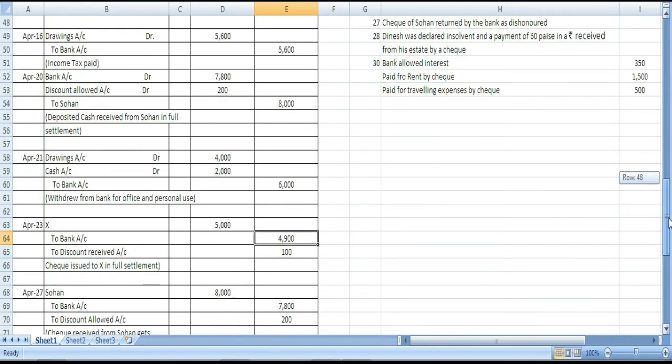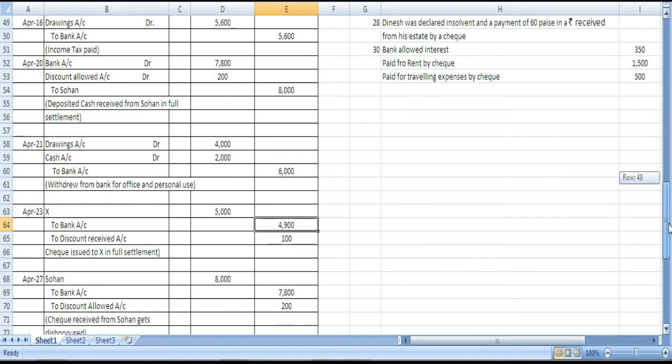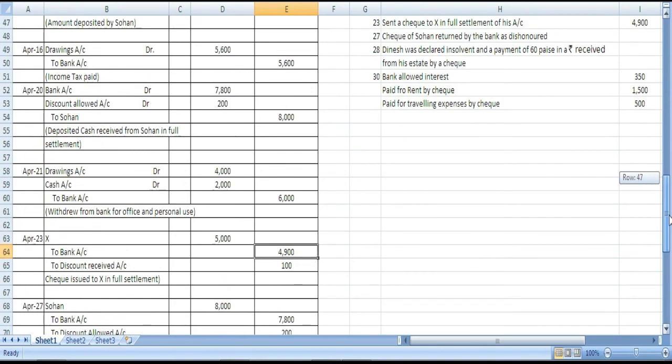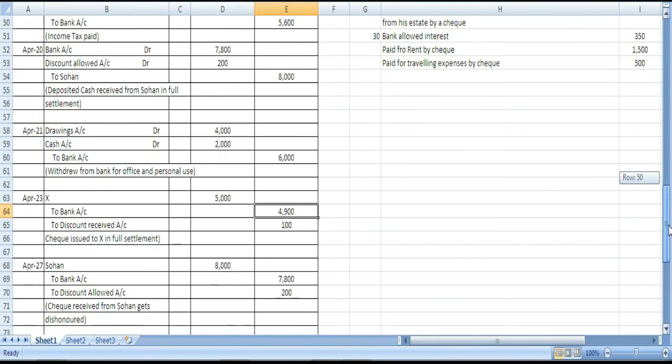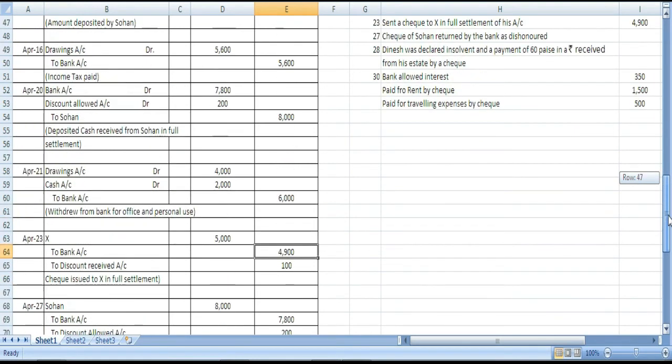So, here the bank is dishonoring the check, and this check has been dishonored. Okay. Check of Sohan received by the bank dishonored. Okay.